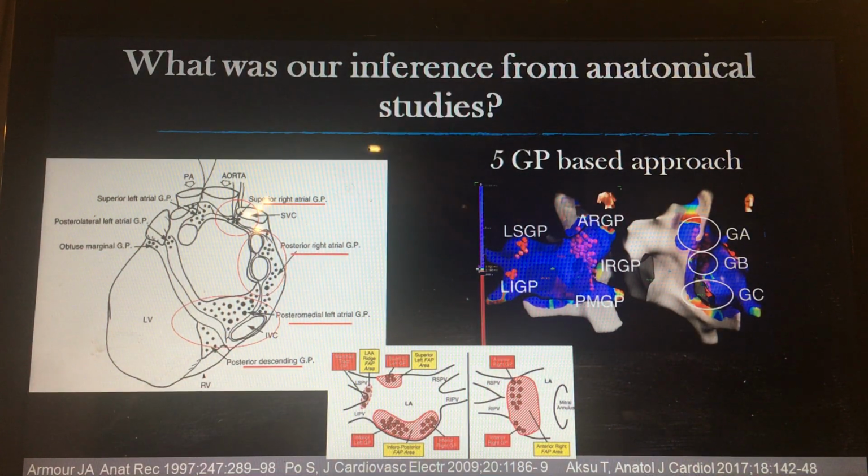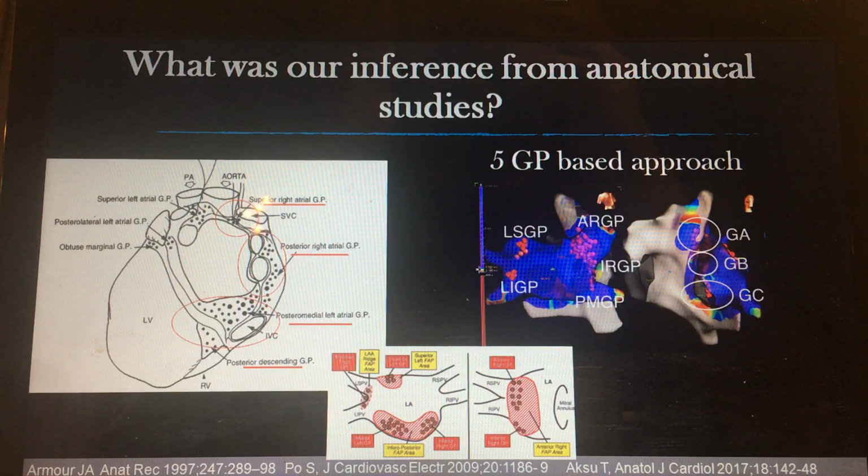If you look at the relevant literature about ganglionated plexus, you can see a lot of different anatomical naming or classification systems about GPs. But we believe that actually there is quite a similarity between those GPs according to their anatomical localization. So in our current approach, we use a 5 GP based anatomical localization system during the cardioneural ablation procedure.